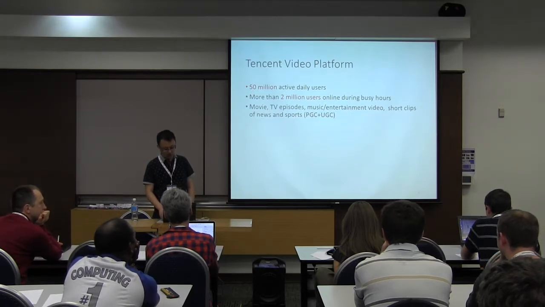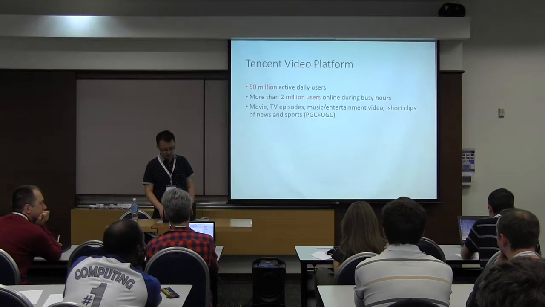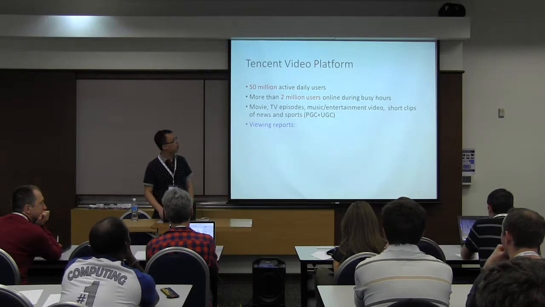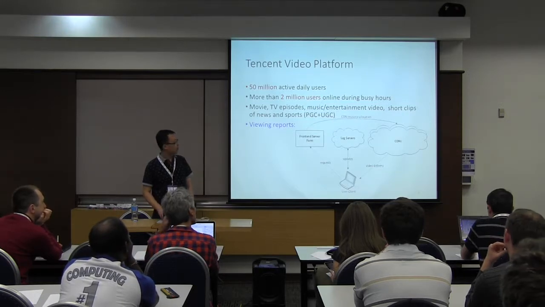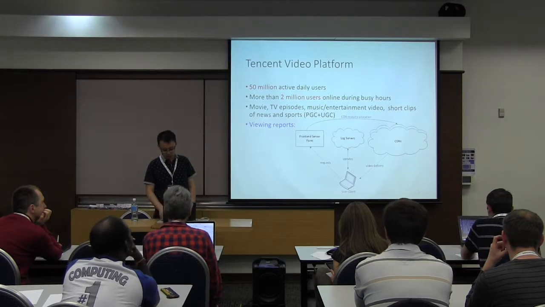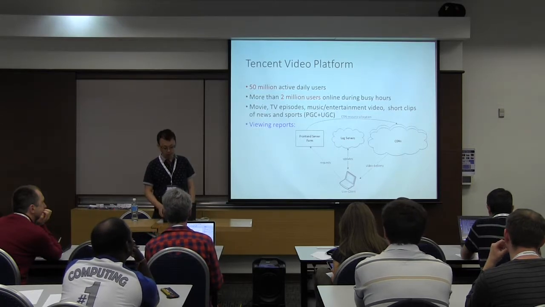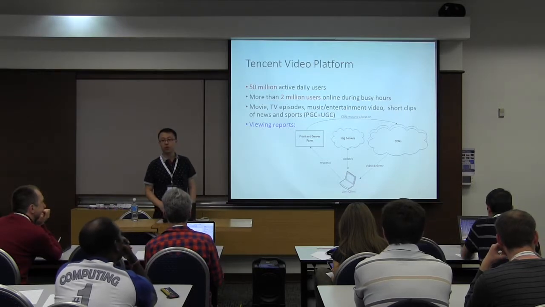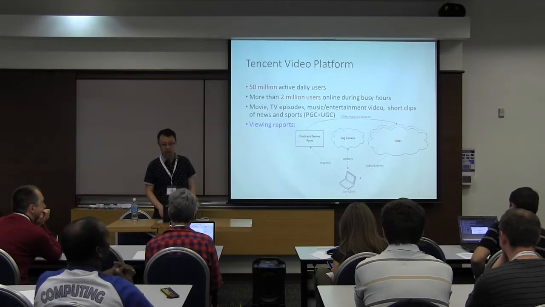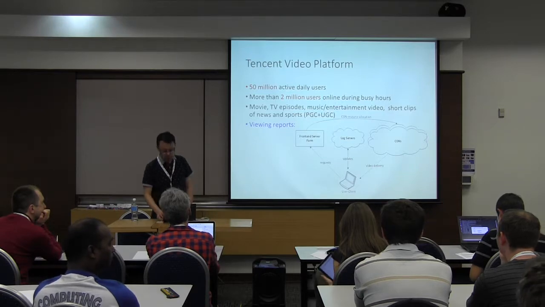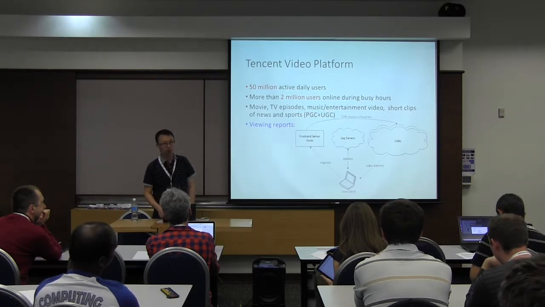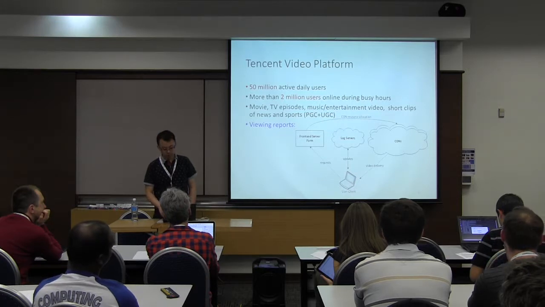There are more than 50 million active users. In the peak hours, there are more than 2 million users. And this figure shows the whole architecture. This is a very typical architecture used by many video systems. The users will first send a request to the front-end servers, which will redirect these requests to the CDN companies. Then the CDN will deliver the video content to users. Once users begin to view the video, they will send reports to the log server. The log server, based on these reports, calculates the video view count.